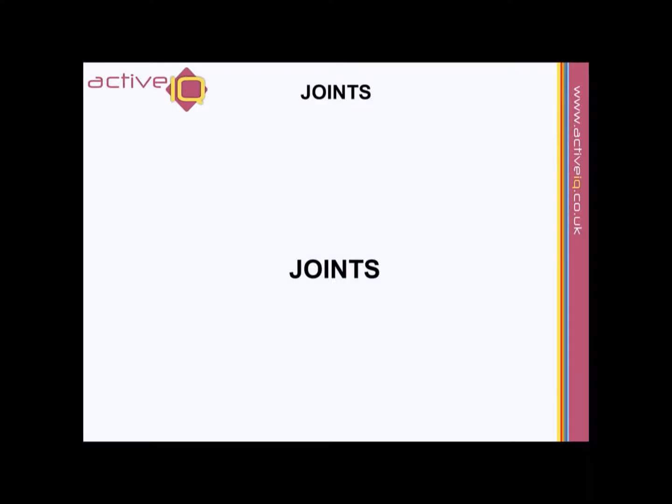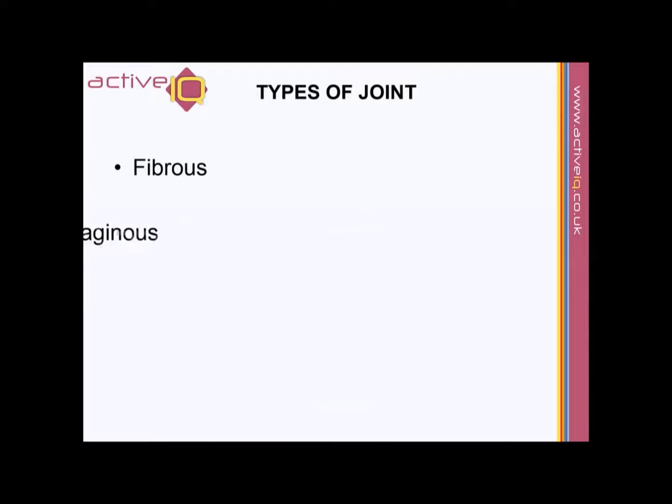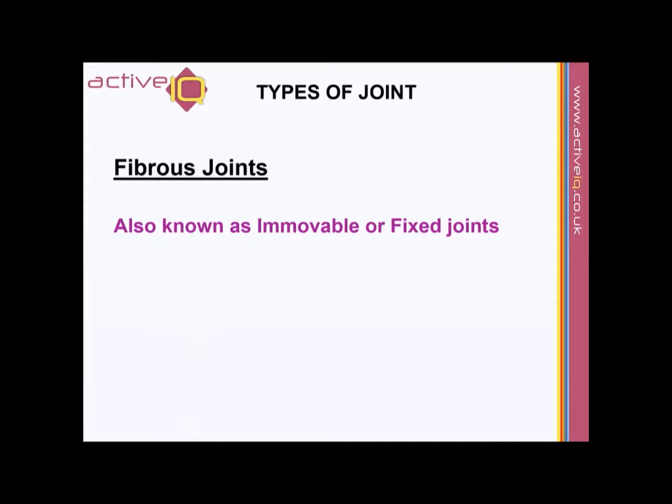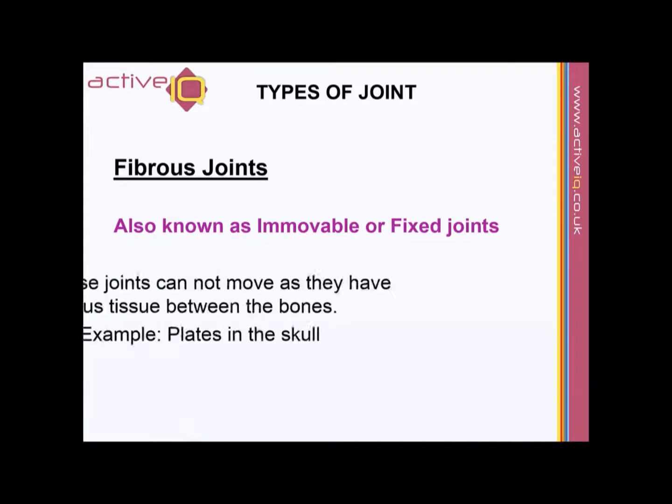Right, next slide we're going to look at joints. There are several different types of joints. We have fibrous joints, cartilaginous joints, and synovial joints: three different kinds of joints. Fibrous joints, firstly, are also known as immovable or fixed joints.